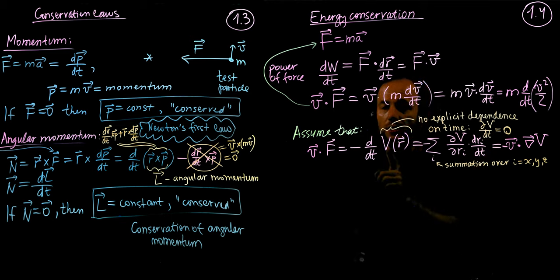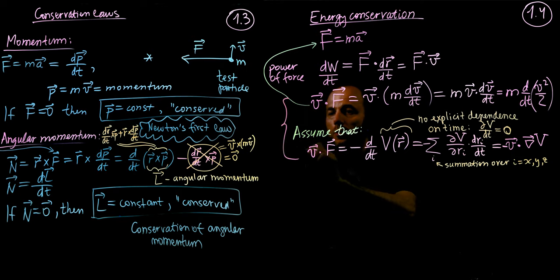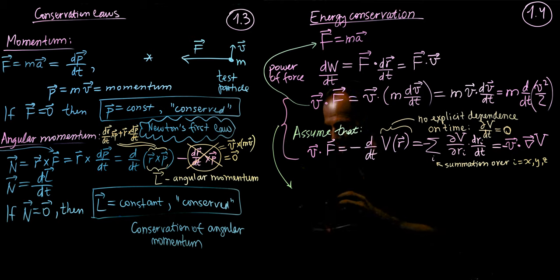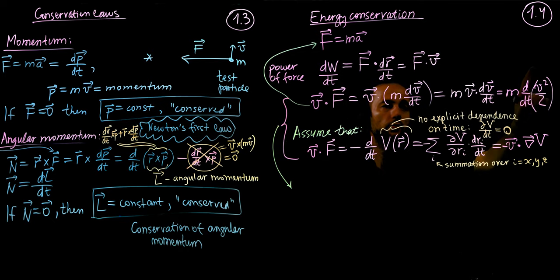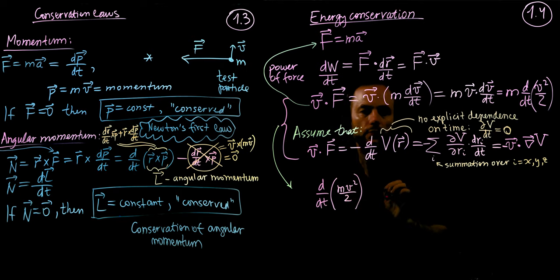Great, so because this works for any v, that means that our assumption that F dot v is a full time derivative of some function is equivalent to F being a gradient of V. So if we now use these two equations in conjunction, we can integrate the system and get the following. This is a full derivative of the kinetic energy, d/dt of mv squared over 2. This is a full derivative of the potential energy, plus d/dt of V of r.